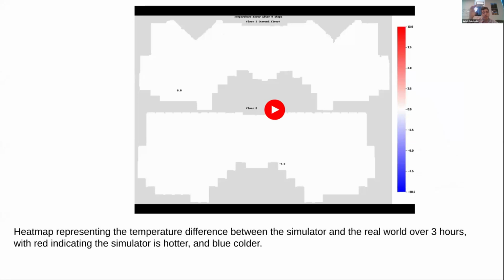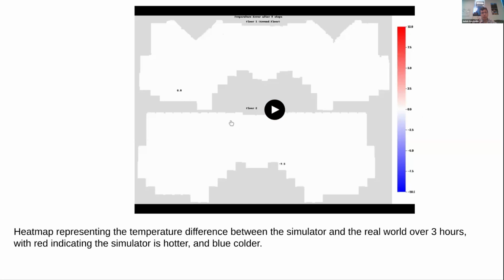This is going to be a heat map that represents the difference between our simulator and the real world over a 3 hour period. So white is going to mean that, initially, the simulator and the real world are initialized to the exact same configuration. So white represents there is 0 error between them. Red is going to mean the simulator was hotter in this case, and blue is going to mean it was colder.